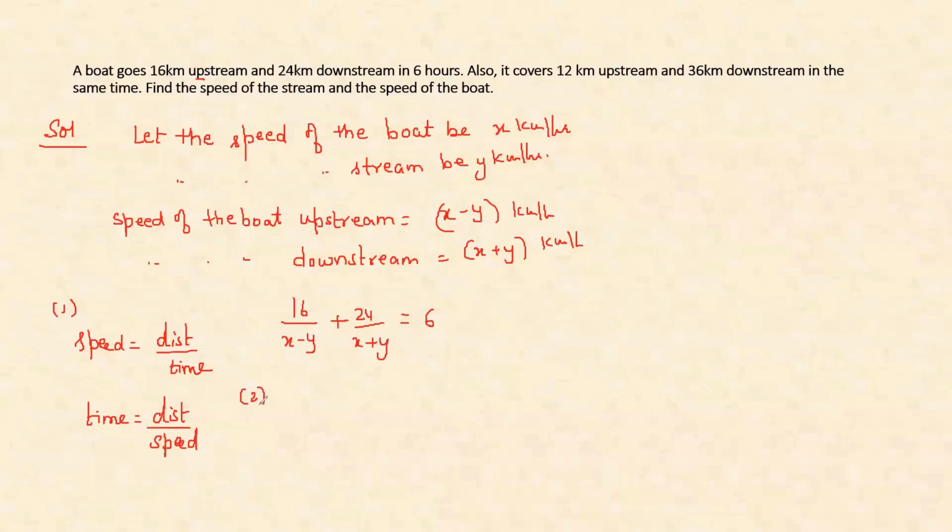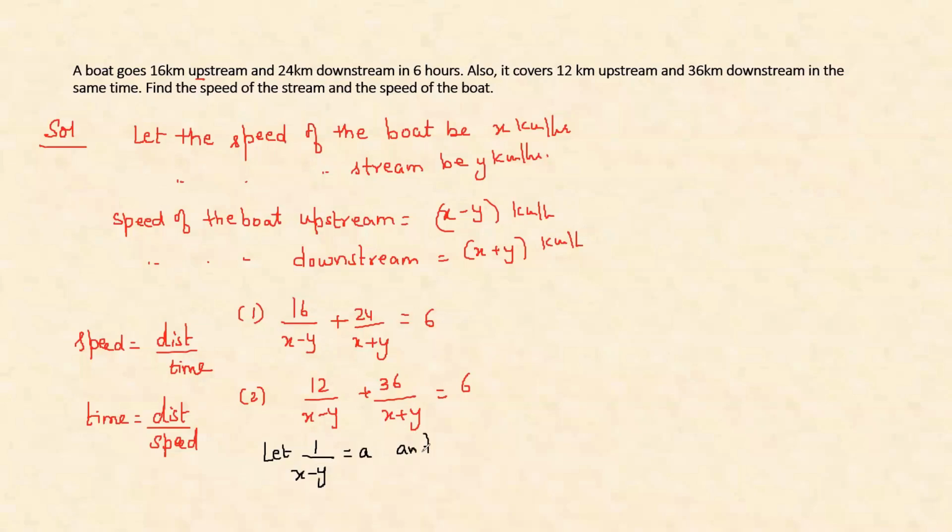And what is the second condition? 12 km distance upstream, so upstream speed is x minus y, plus 36 by x plus y should be equal to the same time. Now, these are the two linear equations which we have, and let's simplify to get the values of x and y. From the first equation, both of them have the denominators in variables, so we will have to change them to numerators. Let 1 by x minus y equal a and 1 by x plus y equal b. So what is the equation now?